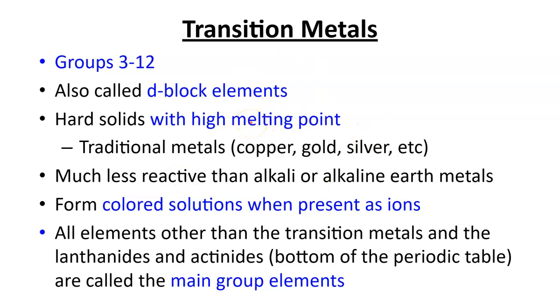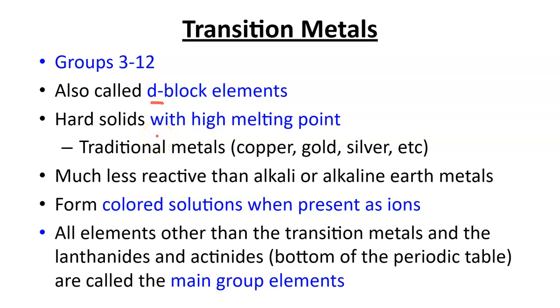Before, we skipped over the transition metals, so let's talk a little bit about them now. They are groups 3 through 12. Sometimes they're called the D block elements. This refers to the orbital which is being filled in that section. We don't quite talk about s, p, d, and f orbitals in this course, but that's why they're called that.